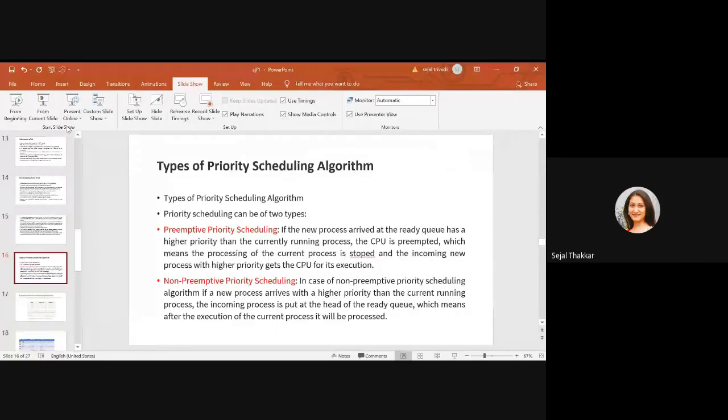Now, for the example of priority scheduling, the processes P1, P2, P3, and P4 are given, the burst times are given, and the priorities are given. Priorities can sometimes be such that a lesser number is the higher priority, and sometimes a higher number is the lesser priority. If it is not mentioned, you can take the lesser number as the higher priority. So here the highest priority is 1, because it is the lowest number.